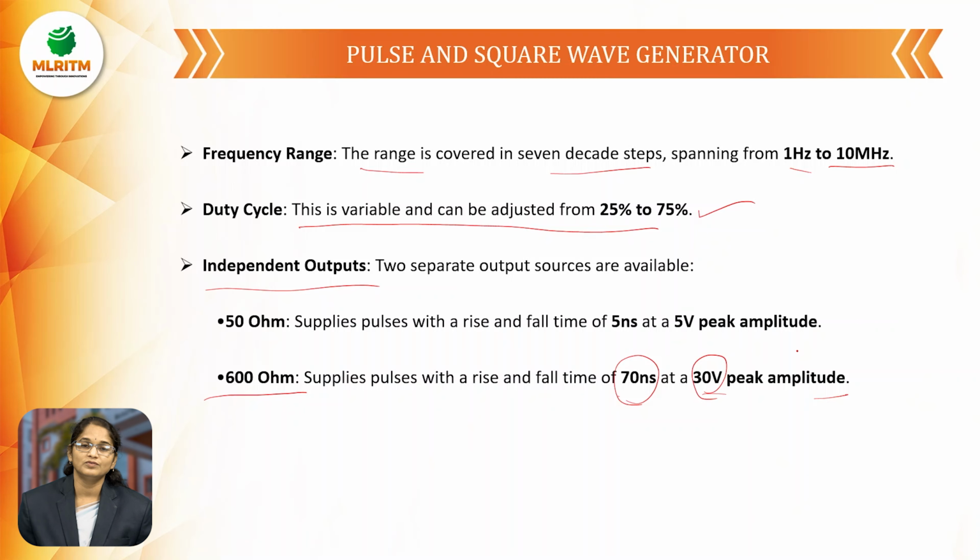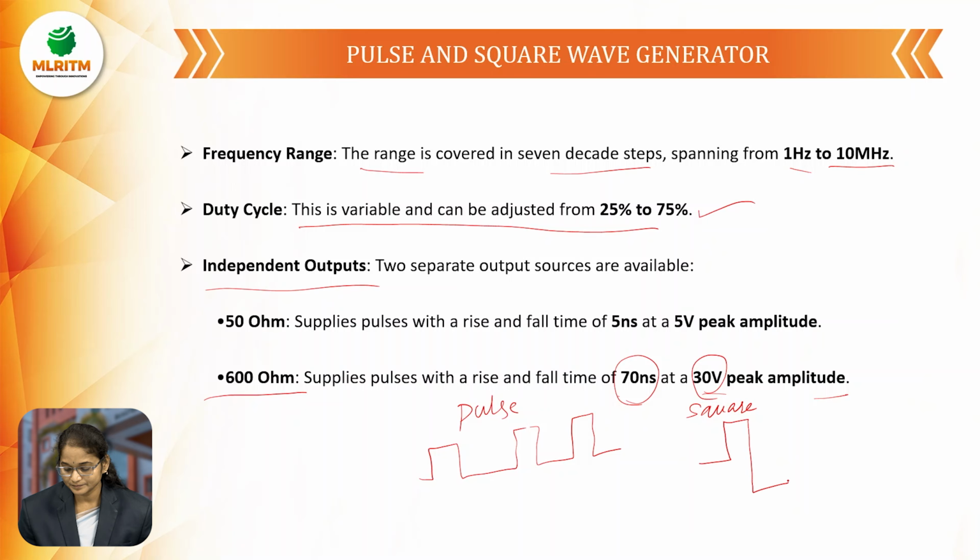Before going further, we should know the difference between a pulse generator and a square wave generator. The pulse signal has different on time and off time periods. For the square wave, the duty cycle is 50%.